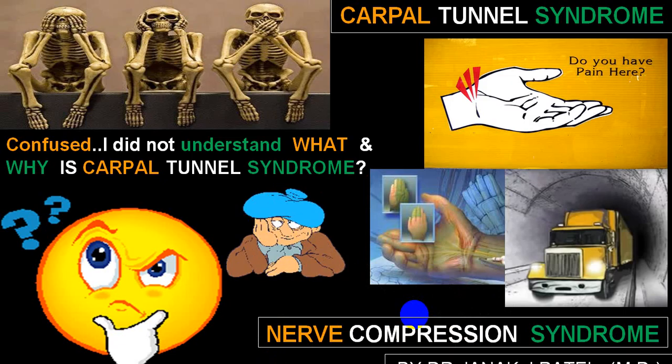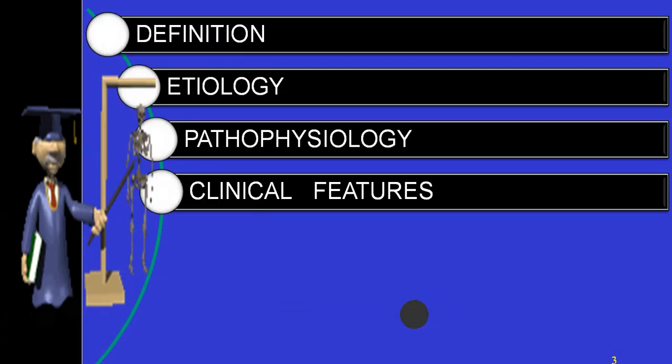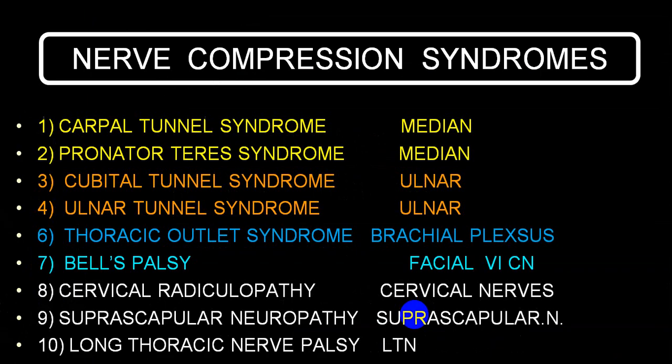Now, compression syndromes. There are a good number of compression syndromes. In the upper limb, you will come across carpal tunnel syndrome, the most common, which is compression at the wrist. There is pronator teres syndrome, which is again a compression of the median nerve, a little higher up in the pronator teres muscle. Then there is cubital tunnel syndrome, where the ulnar nerve is compressed. Then there is ulnar tunnel syndrome. These are in the upper limb.